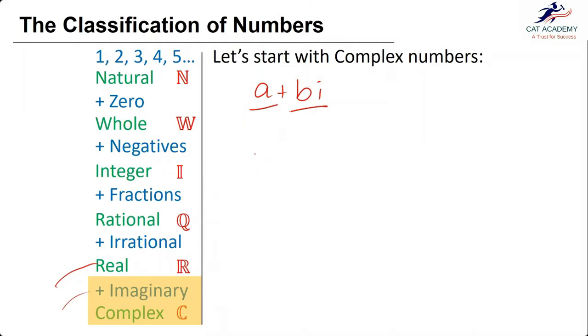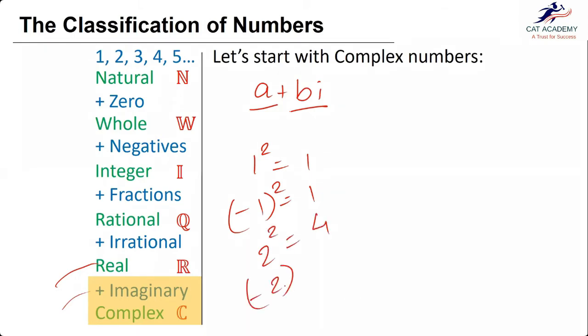Let's say I give you any number. Let's do one thing. What is 1 square? Tell me what is 1 square? 1. What is minus 1 square? 1. What is 2 square? What is minus 2 square? What is 0 square? 0. What is 1 by 2 square?